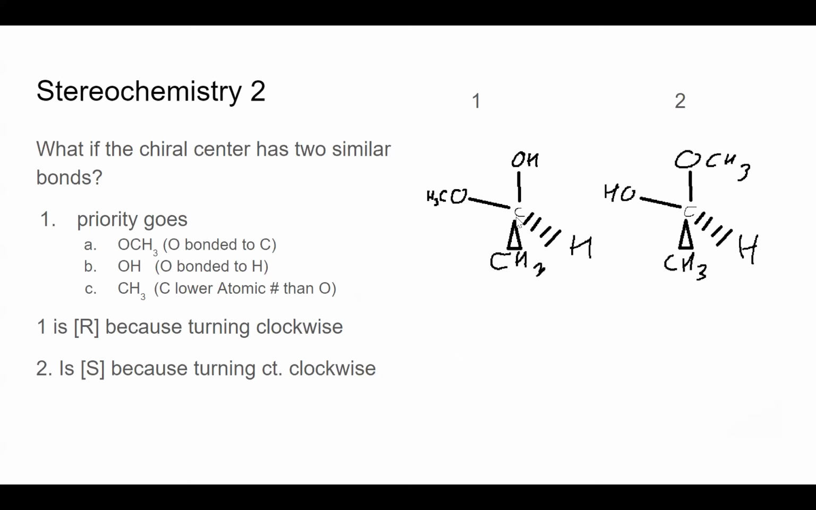So just looking at this, you see O-methyl, alcohol, then methyl. As you're counting in that direction, it is a clockwise pattern. If you look at the second one, it's the opposite, which results in an S pattern, counterclockwise.